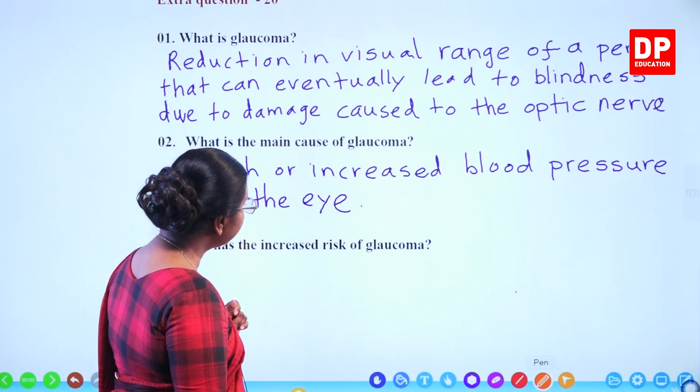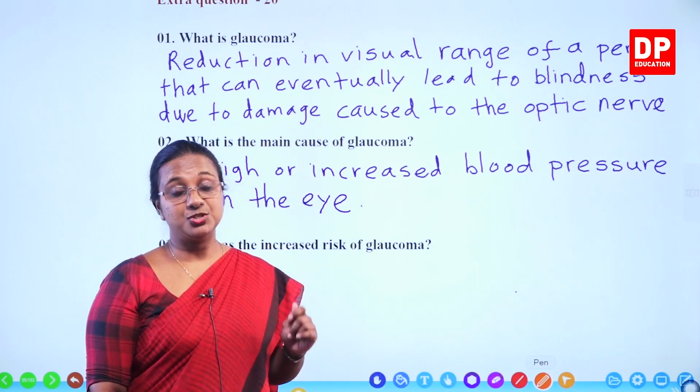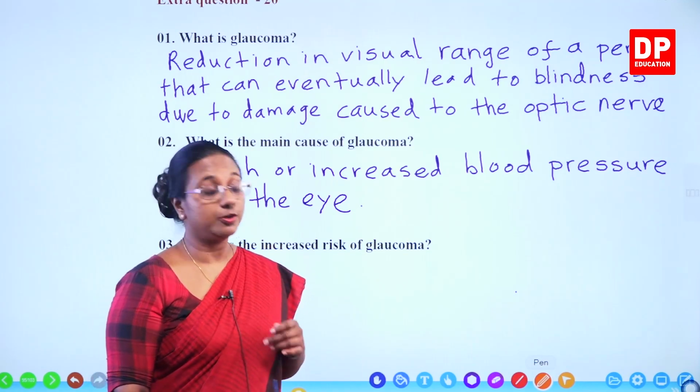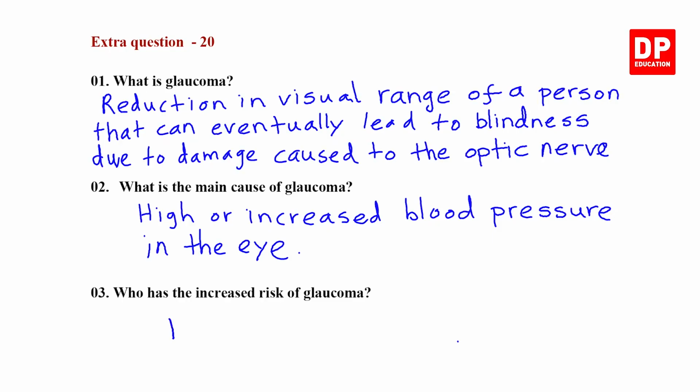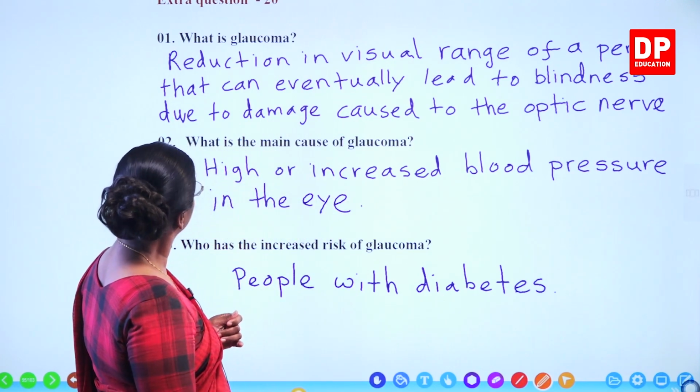Who has the increased risk of glaucoma? That you all know. People with diabetes or diabetic patients have the increased risk of glaucoma. So, people with diabetes have the increased risk of glaucoma. So, those are the questions.